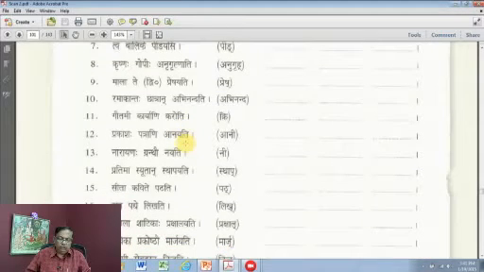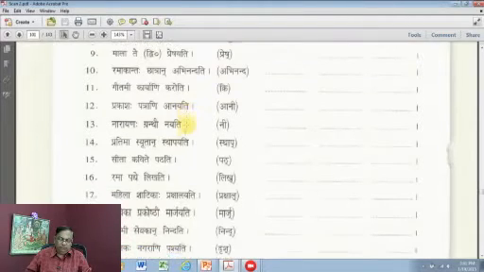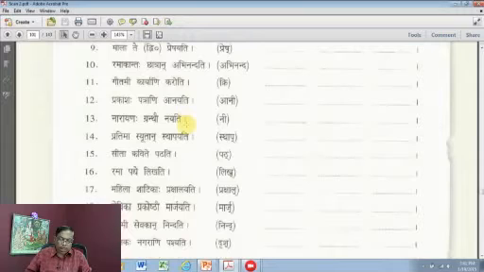12. Prakashaha patrani anayati. Prakashena patrani aniyante. Yes. Anayati. Prakash brings the letters. Letters are brought by Prakash. Prakashena patrani aniyante.